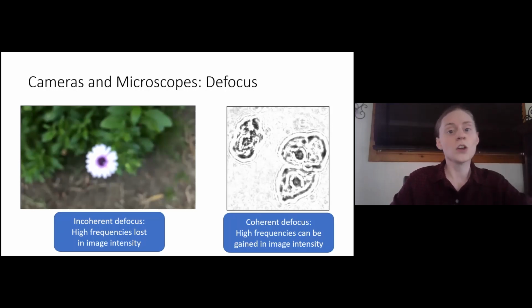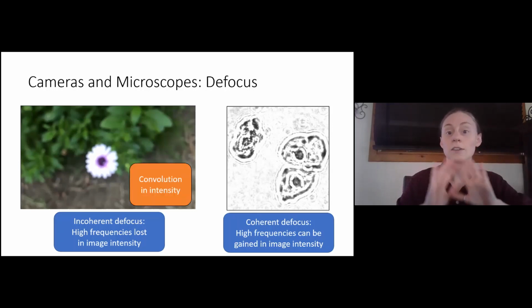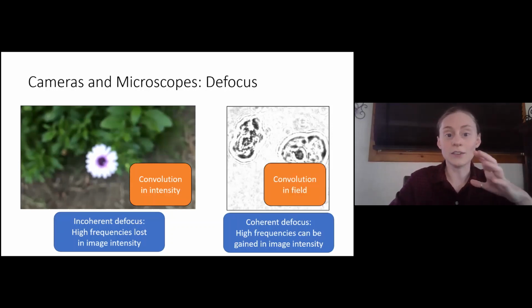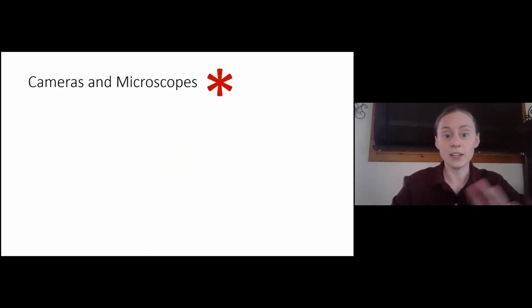The difference here is that in the incoherent case, we can think of defocus as a convolution with a low pass filter on the image, but coherent defocus is a convolution that changes the phase of the complex electric field. And so the nonlinearity going from field to intensity means that this process is not linear in the image intensity domain. Okay, so let's break down these differences between cameras and microscopes, with the caveat that these are generalizations.